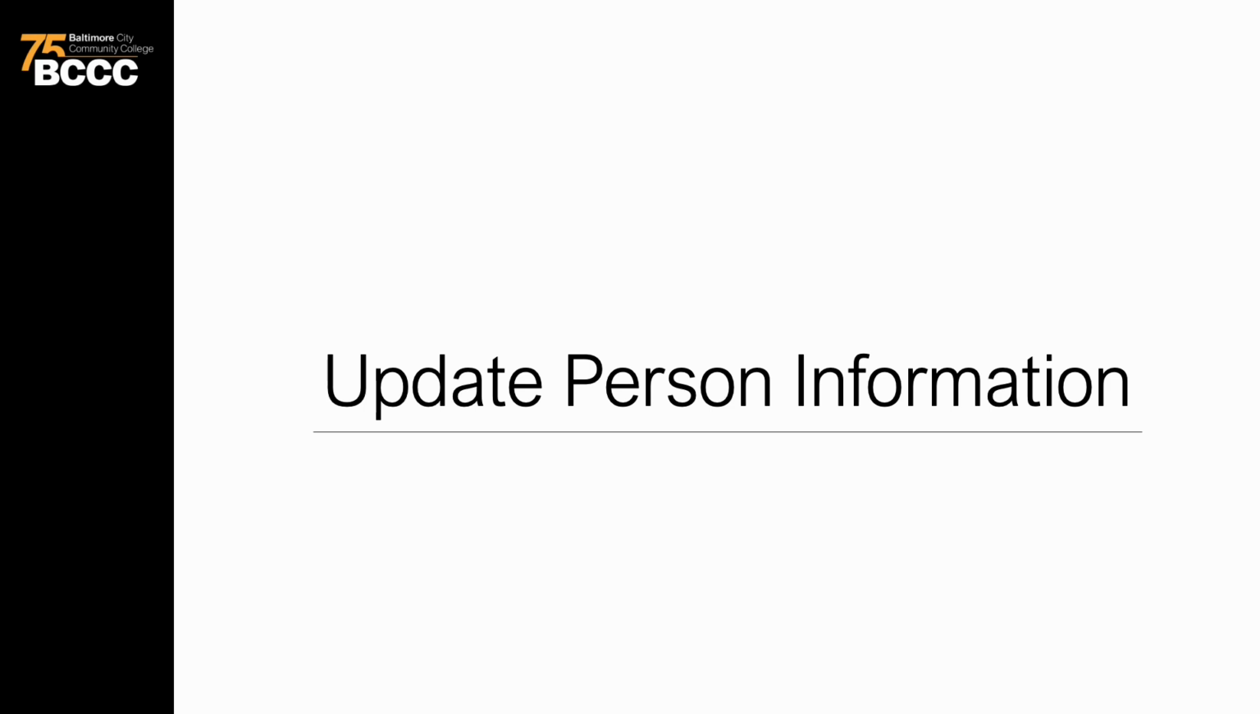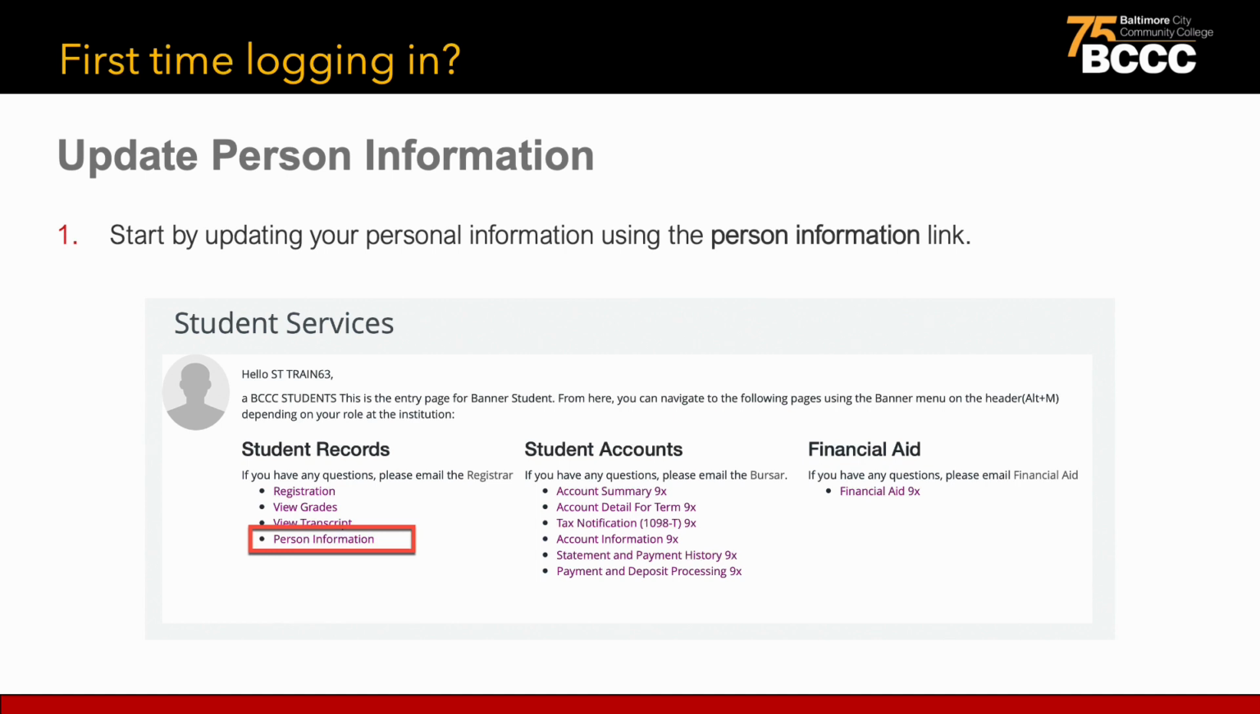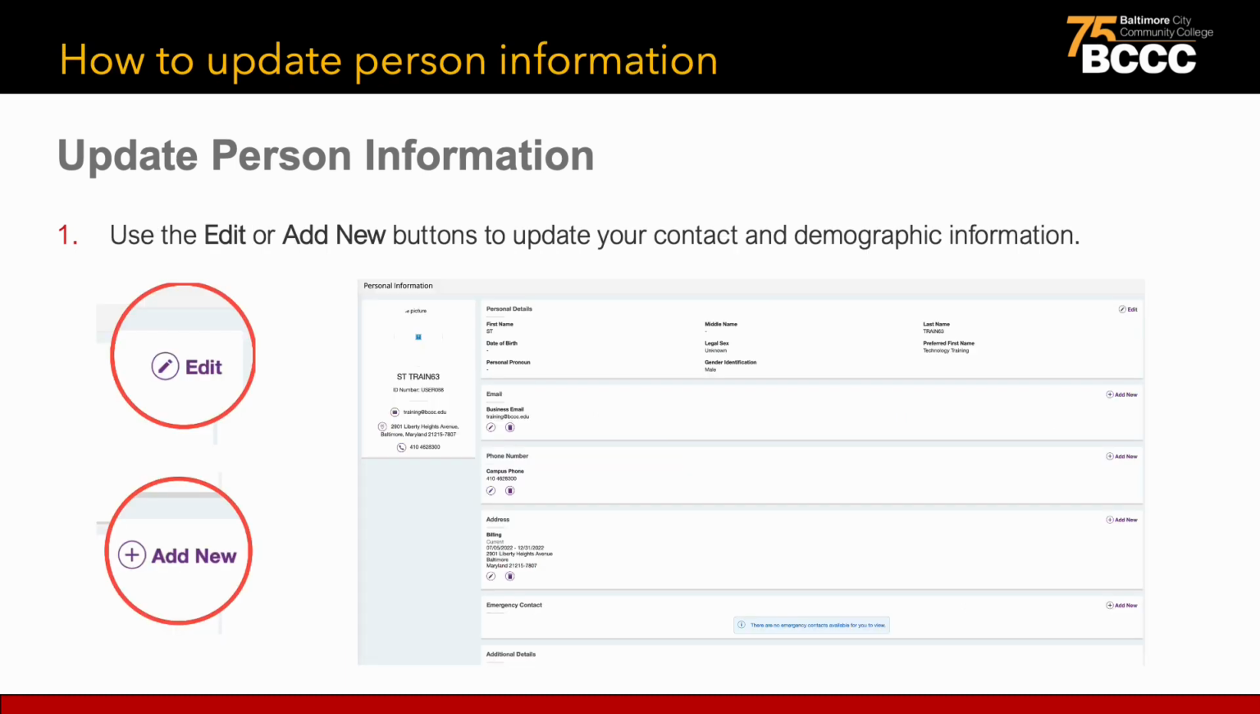Let's first explore how to update your personal information in the new student portal. If this is your first time logging into the system, we recommend starting with updating your personal information. This will ensure that your student records are up to date with the most recent contact information. You can update your personal information by clicking the Person Information link on the main landing page. Once you click on Person Information, a new window will appear for you to update your student records. Use the Edit or Add New buttons to update your contact and basic demographic information.